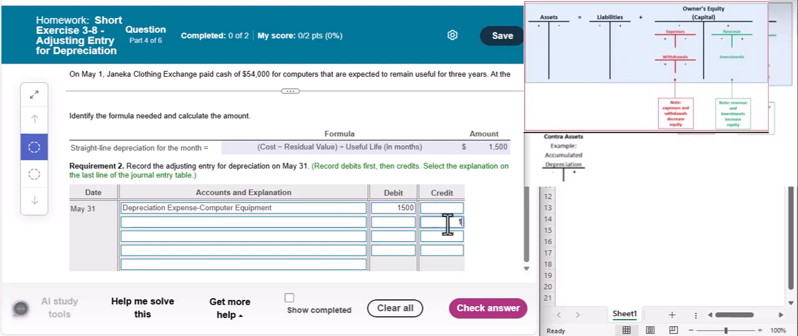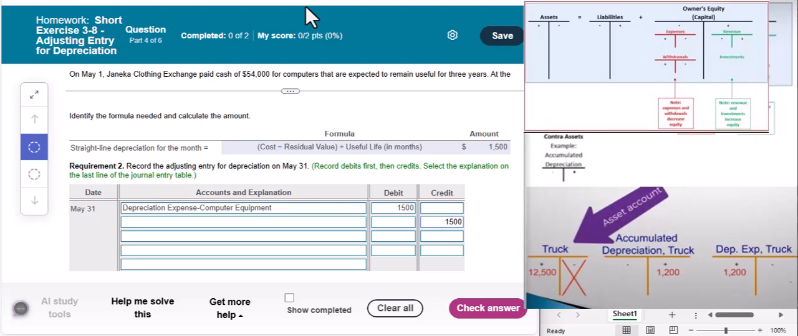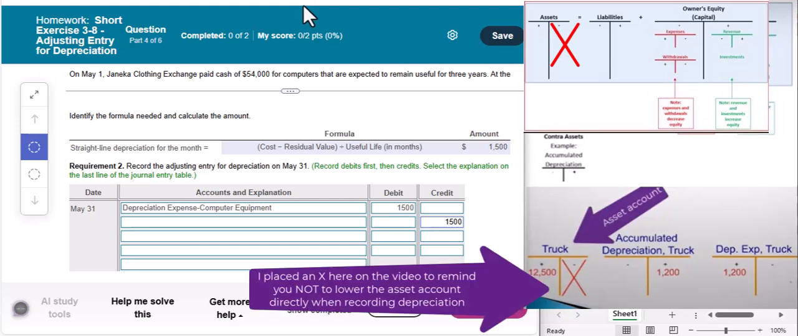And then we are going to need a credit account. And now here's what a lot of students try to do. They will try to lower the computer equipment, the asset, directly, but you're not allowed to do that. So here is a screenshot from our lecture. Notice when we're doing this for the truck, I put a big X here to tell you that we cannot lower the truck value directly because we need to keep this cost of the asset, the truck in this case, and the computer in this exercise. We need to keep the original cost there and not lower it at all because we need to know the historical cost of the asset.